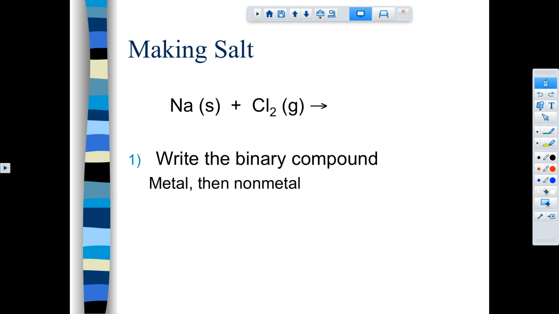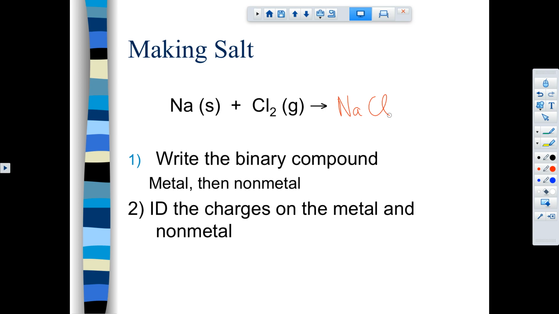Anyways, so what I want to do is write sodium, followed by chlorine. Okay, so that's the first part. The second part is to make sure you get the right formula. So you have to identify your charges. You look up sodium, it's in group 1, that's a +1 charge. Chlorine's in group 17, that's a -1 charge. So +1, -1, you just need one of each.